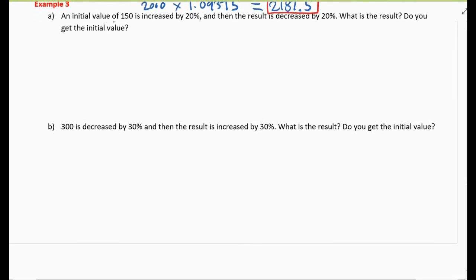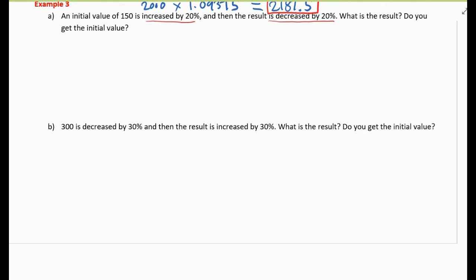An initial value of 150 is increased by 20% and decreased by 20%. What is the result? Do you get the initial value? Basically, the number 150 is increased by 20% and then decreased by 20%. What do you think? Do you get the initial value or a different value? I want you to pause the video and try this question.